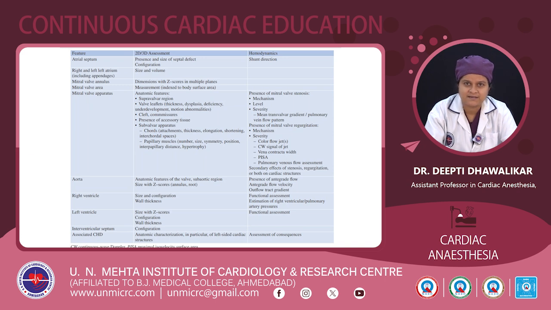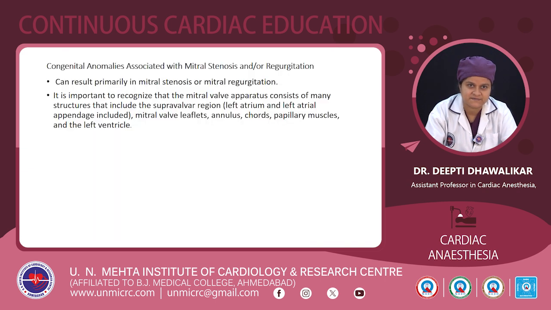Hemodynamically, we assess the severity of the stenosis or regurgitation. Stenosis is assessed basically by seeing the mechanism of stenosis and the level of stenosis, where there will be flow acceleration. We assess the severity by mean gradient or pulmonary vein flow pattern. And in case of MR, again we see what the mechanism of MR is. We also assess the severity by using color flow, continuous wave Doppler signal of the jet, vena contracta, PISA, and again the pulmonary venous flow patterns. And we also see the secondary effects of these lesions.